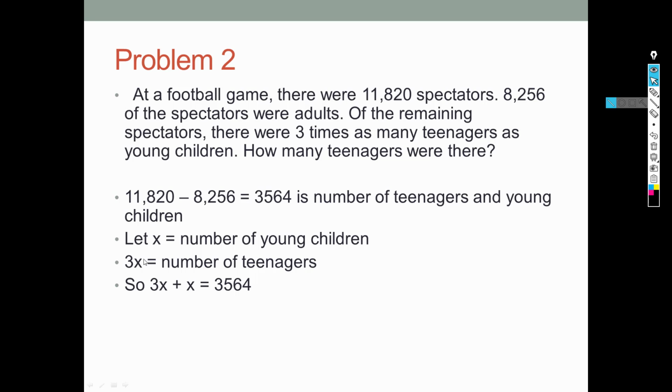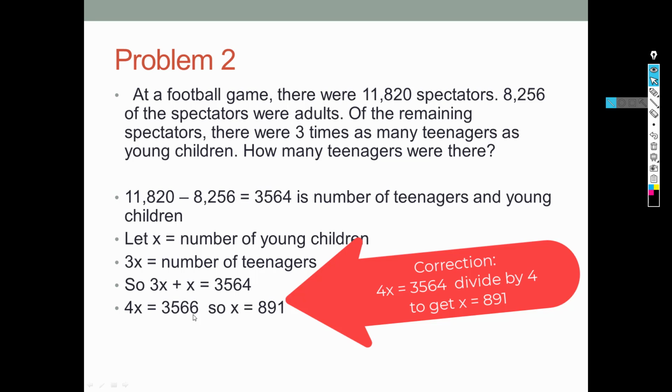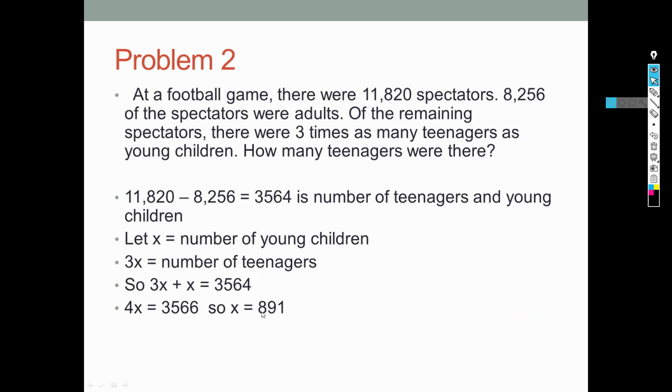So if I add these two together, x and 3x, right here, 3x plus x, then it should give us the value of 3,564. So we solve this for x. Add the x's together, 3x and 1x is 4x, okay? And then to solve this for x, I divide both sides by 4, so 3,564 divided by 4 will give us 891. So x equals 891.